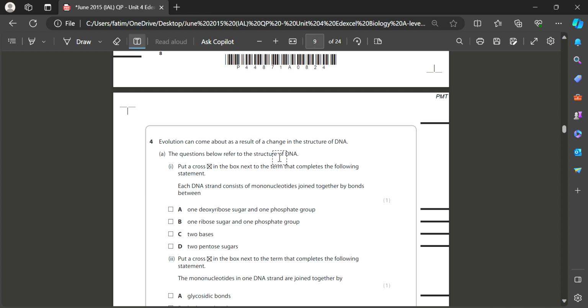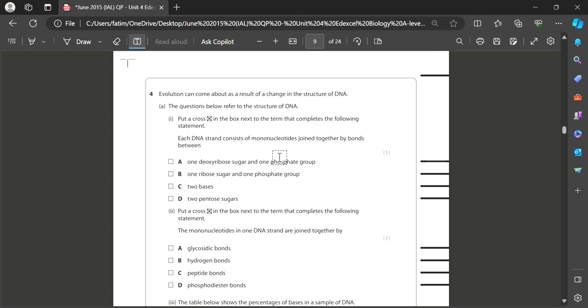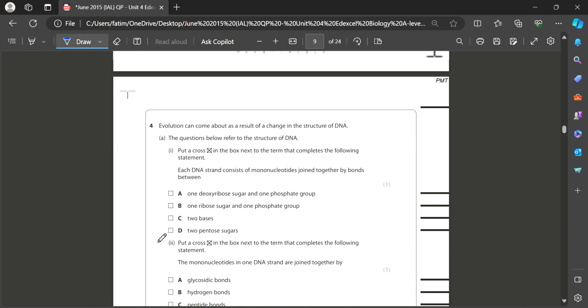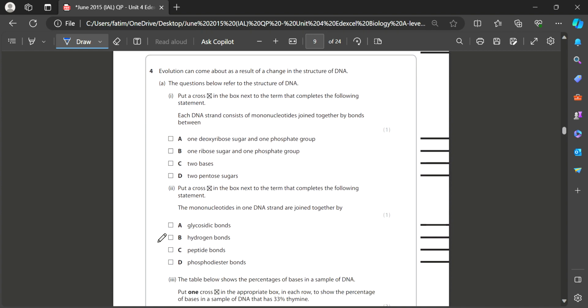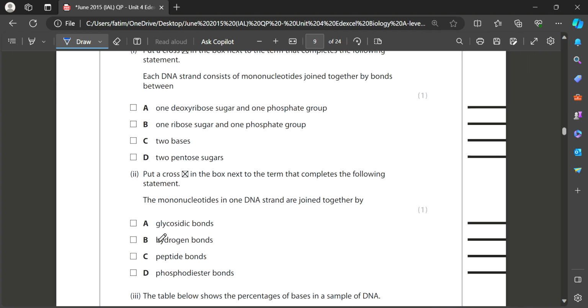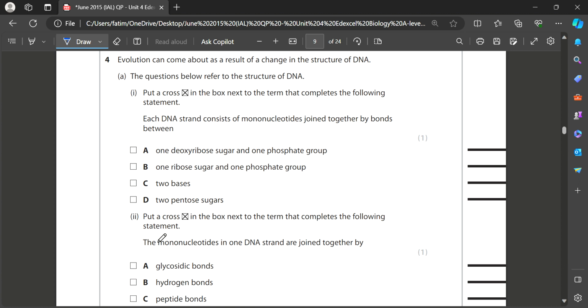Okay, so we're starting again with question 4, which is about evolution as change of structure of DNA. So the first few are some multiple choice. Let's have a look. Now the first one says, put a cross in the box next to the term that completes the following statement. Each DNA consists of mononucleotides joined together by bonds between what?